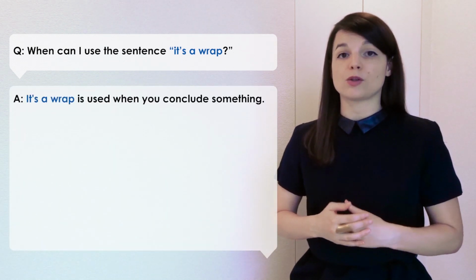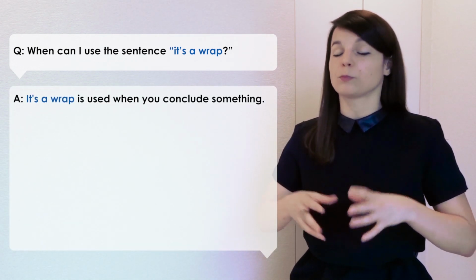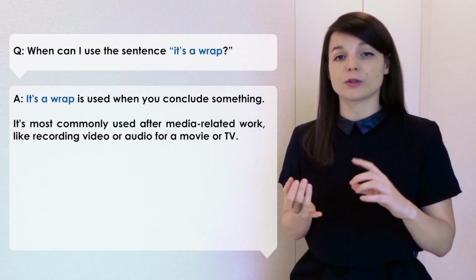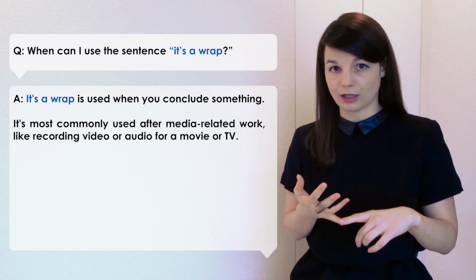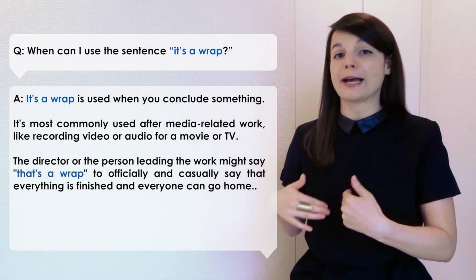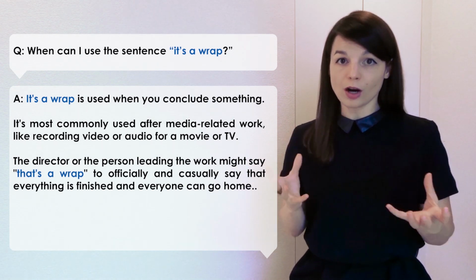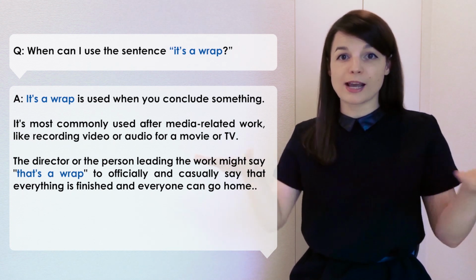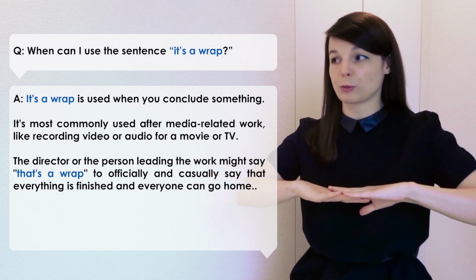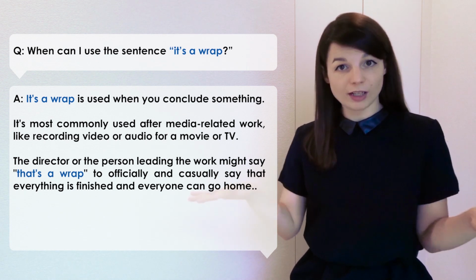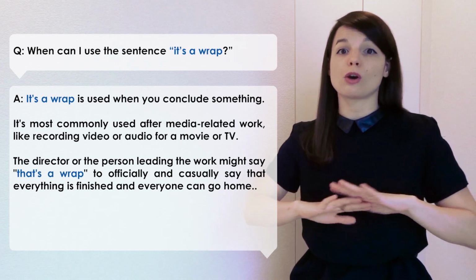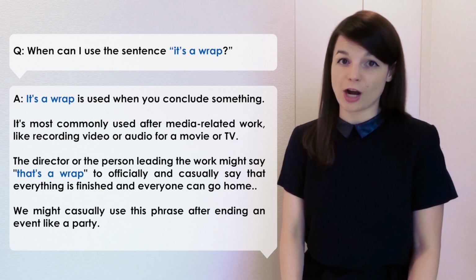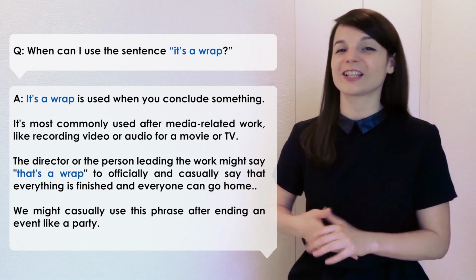It's a wrap is used when you conclude something, when you finish something. This is an expression that's usually used in movies and in TV. When the event or the job has finished, the person in charge might say, it's a wrap. It tells everyone else in the organization or at the event, the job is finished, everything is done, you can go home now. So you'll use this at the end of an event or at the end of a job, typically. Hope that helps you. Thanks for the question.